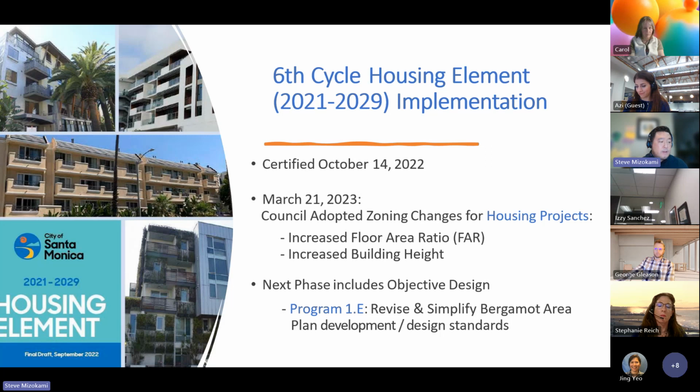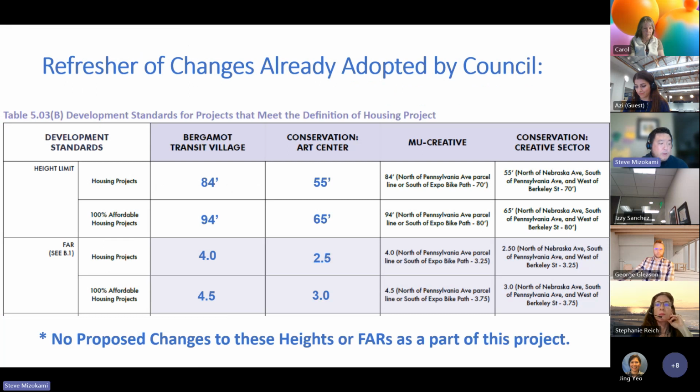And so this next phase includes revising the BAP standards in accordance with our housing element program, which is Program 1E. A quick refresher, the heights and the FARs for housing projects that have already been adopted for the Bergamot Area Plan are shown on this table. And so to be clear, we are not making any changes to heights or FARs with this project, but rather we'll be developing design standards based on these new FAR and height allowances.